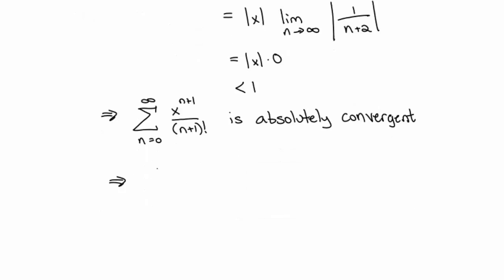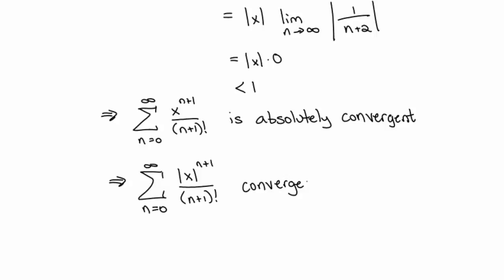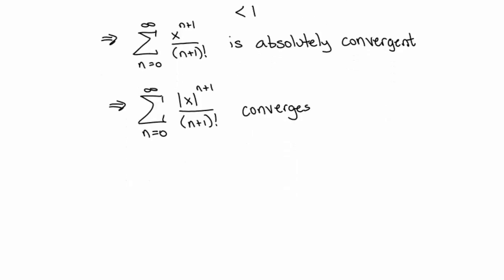It means that if I looked at the summation n equals 0 to infinity of the absolute value of x to the n plus 1 over n plus 1 factorial, that would also converge. Now I'm going to hold you responsible for remembering another thing here. If you know a series converges, maybe I'll write this in a different notation or a different color here.